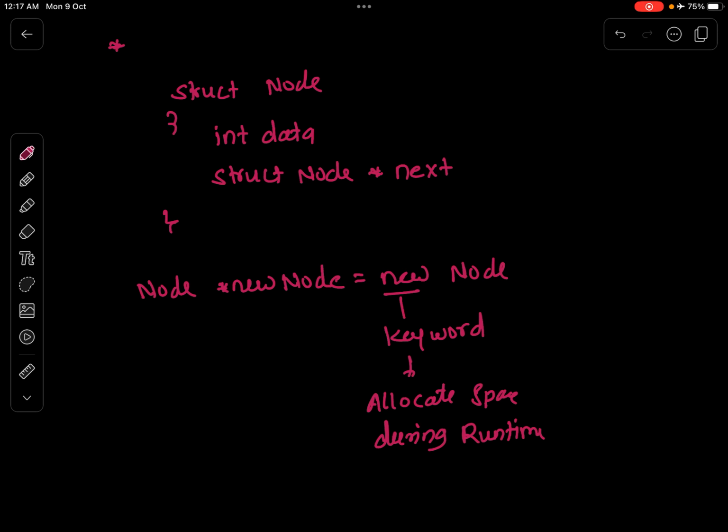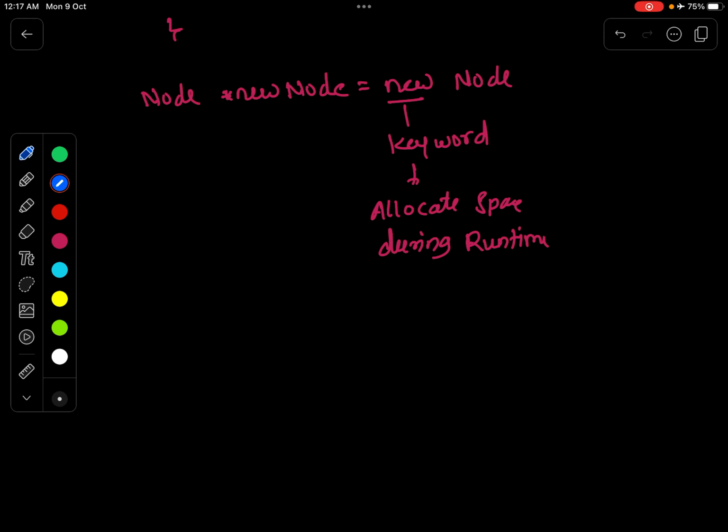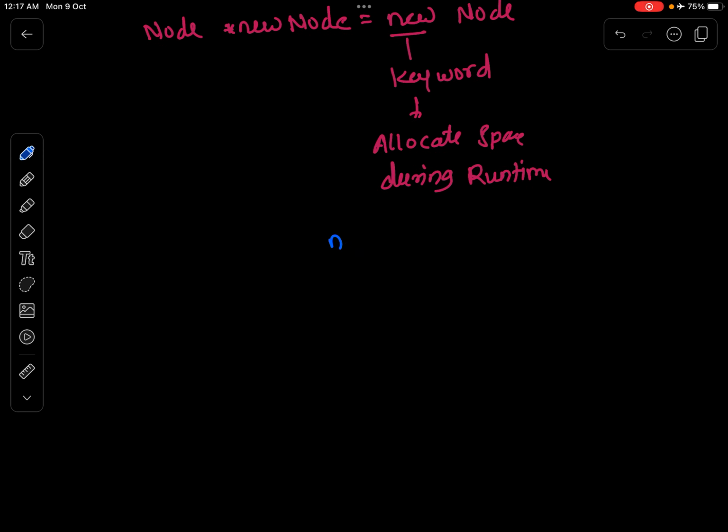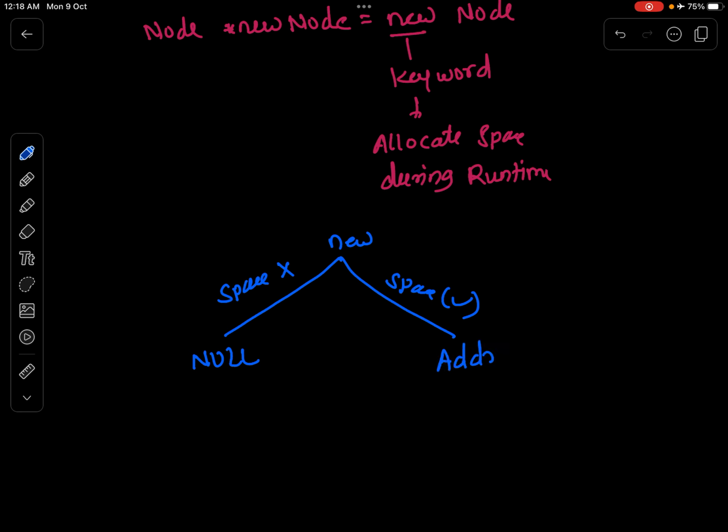Now the question is, what if the space is not available? Say for example, I'm looking for a space of 100 MB, but 100 MB of space is not available. So what will it do? New basically returns two types of things: space not present and space available. Whenever the space is not present, it simply returns a null. And whenever the space is available, it simply returns the address, that is the starting address of that space.